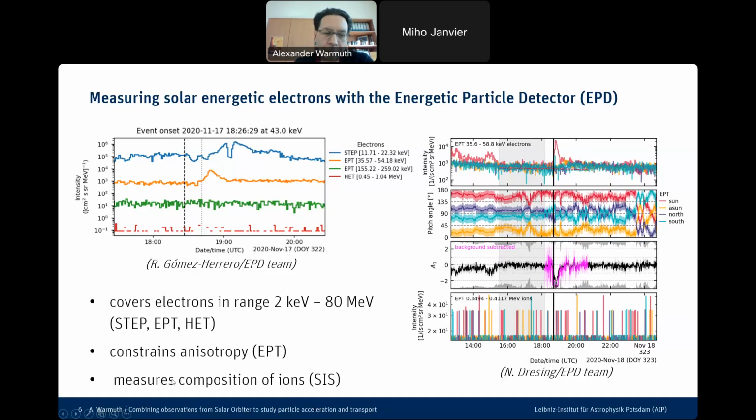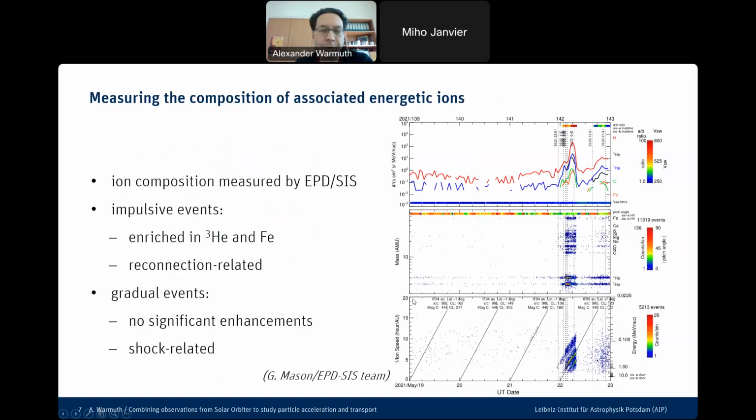Lastly, we can also measure the composition of any associated ions with the CIS instrument. With the electron events, we usually also see ion enhancements. Here's an example from CIS. And the advantage of CIS is that it also works as a mass spectrometer, so we can get some indication on the species of the ions. And here we have an event where we see enhanced helium-3.